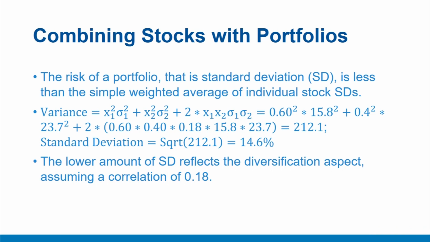This is the variance. Now the standard deviation will be equal to the square root of 212.1, equal to 14.6%. The risk of this portfolio is 14.6%. The lower amount of standard deviation reflects the diversification aspect, assuming a correlation of 0.18.